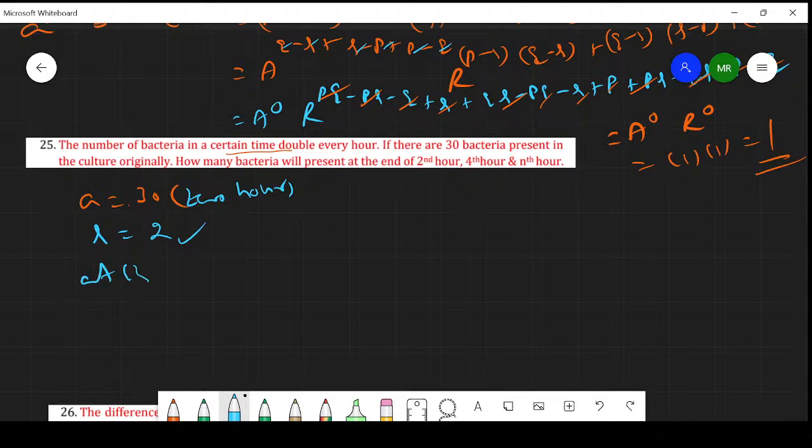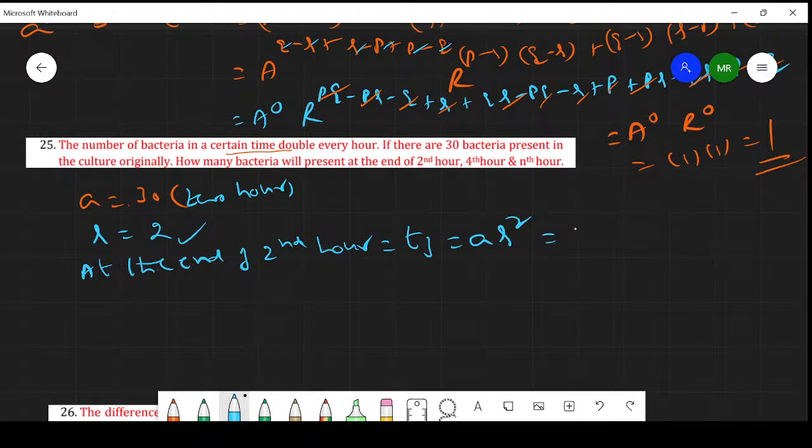Be careful here, it's a simple problem. At the end of second hour means the third term will start. This will be T3, the third term. T3 means we know AR square. So A is 30 into R square. 2 square is 4, so 30 into 4. That will be 120. That will be our answer.